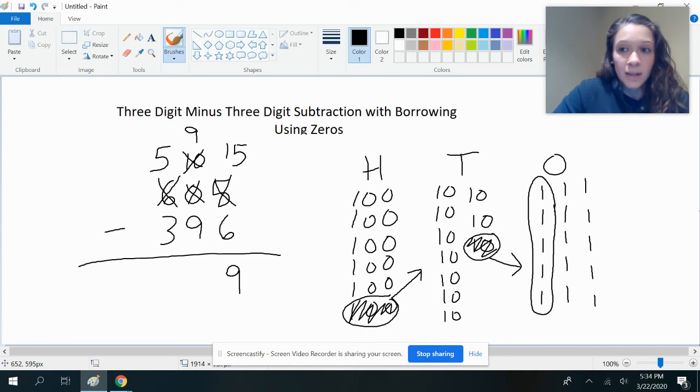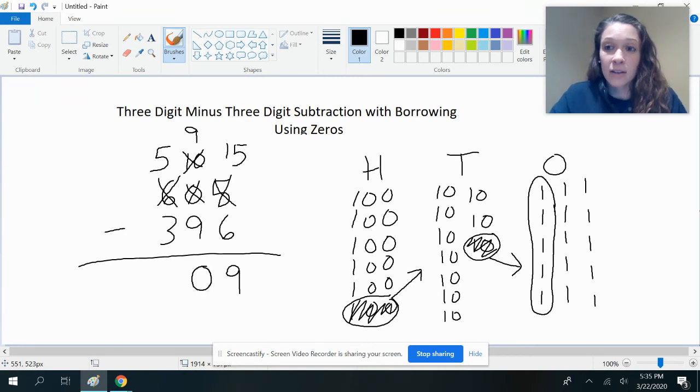Now I can move over to my tens place. So it looks like we're doing 9, take away 9. So 9, take away 9. 1, 2, 3, 4, 5, 6, 7, 8, 9. 9 minus 9 is 0. So you will be putting a 0 in your tens place right here.